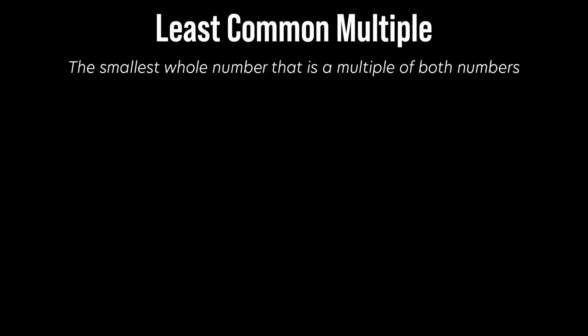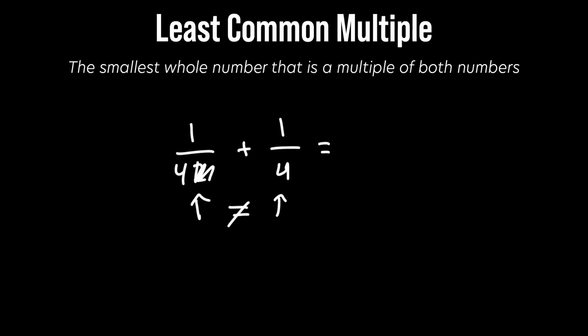The reason this is important is because later on when we add fractions, you will learn that you cannot add fractions if their denominators are different. And so in order to add fractions, you need to make sure the denominators are the same. So in this case, the 2 would have to be converted into a 4 before you can add the fractions together.